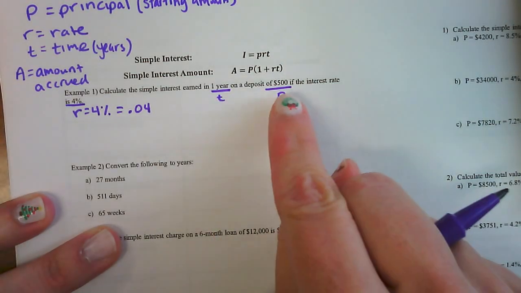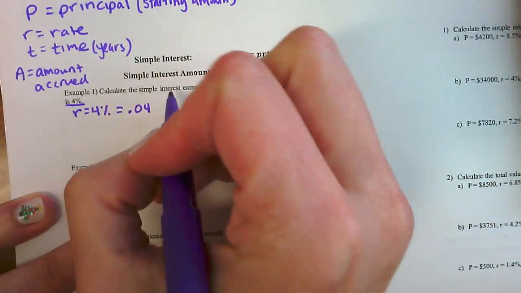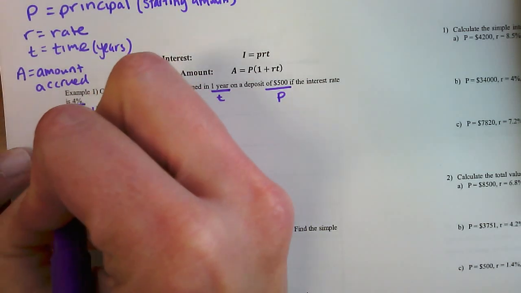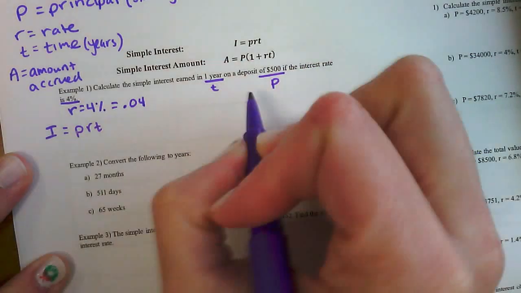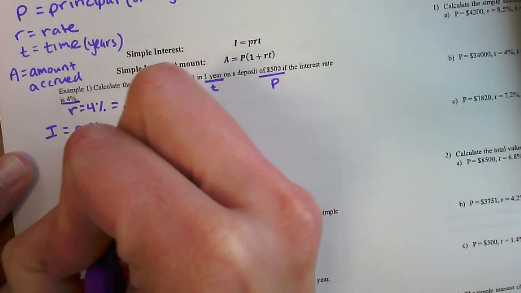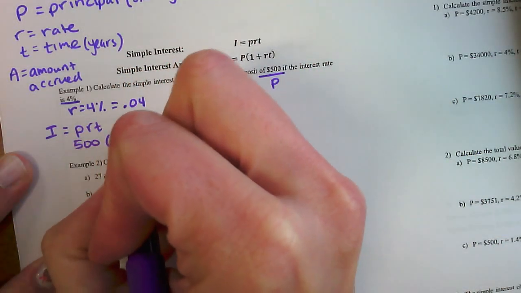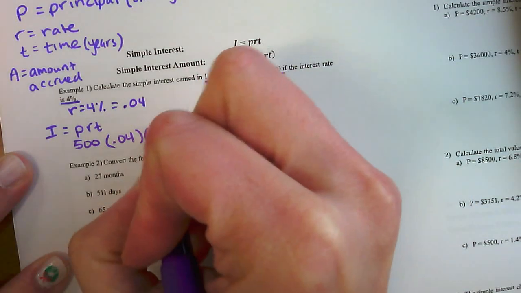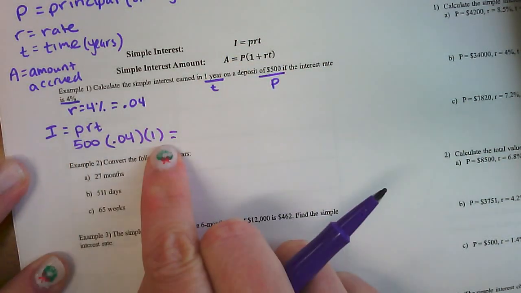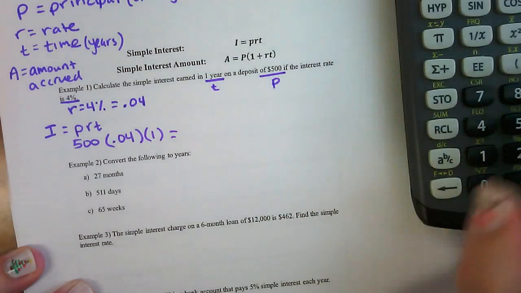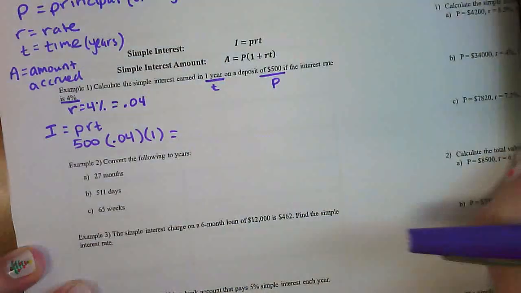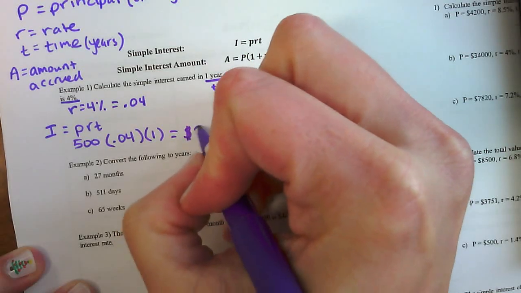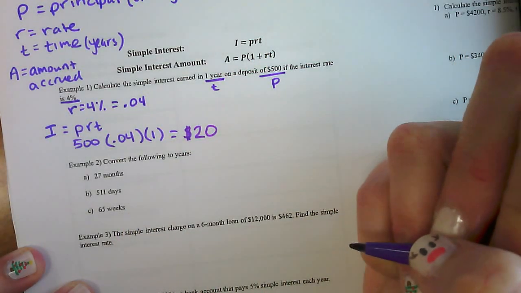So now we've got our T, our P, and our R, and we're just finding interest. So if all we want is interest, we're going to use this formula. I equals PRT. Our P is 500. Our R is 0.04, and our T is 1. So this is just straight multiplication. Multiply all these values together. And we've got 20. Okay, so we're doing dollars. So this is $20.